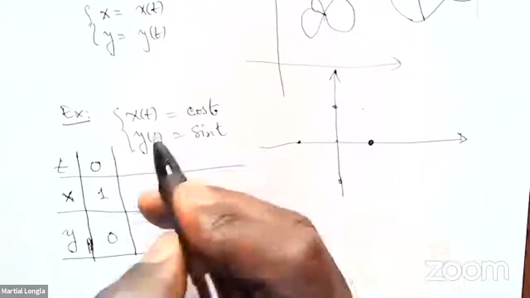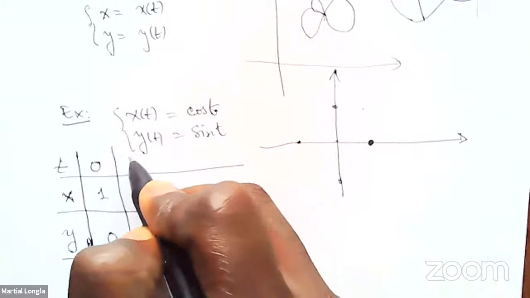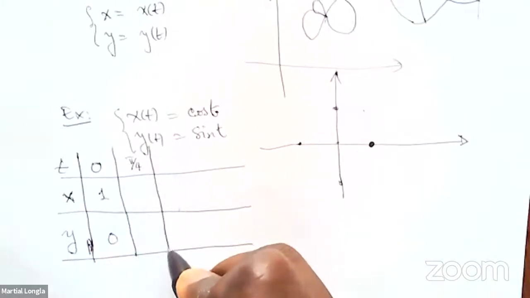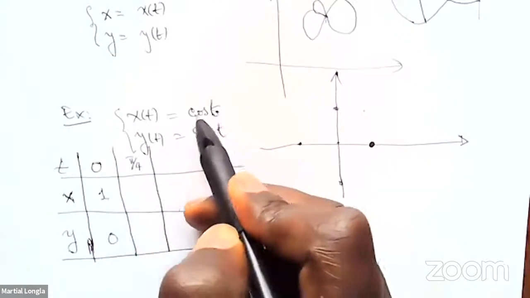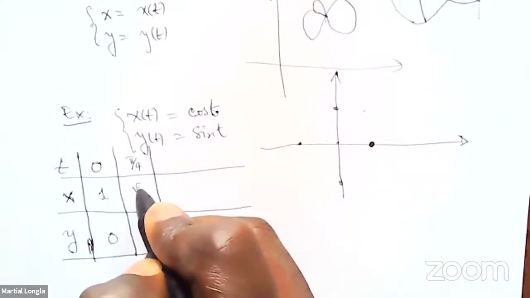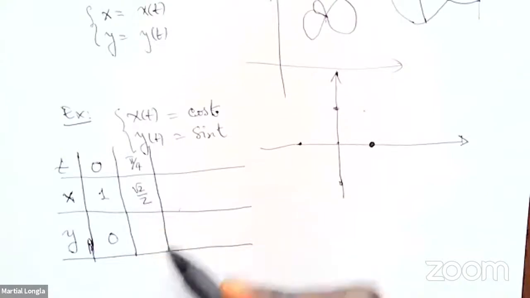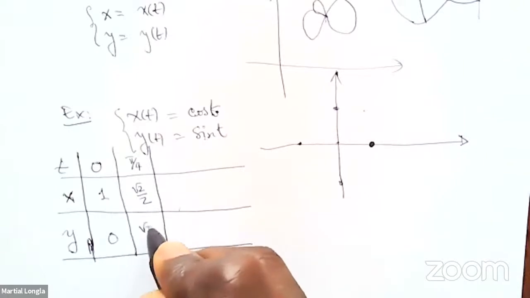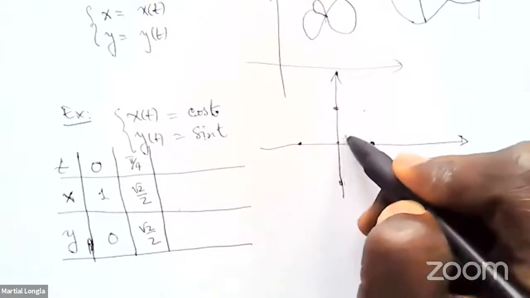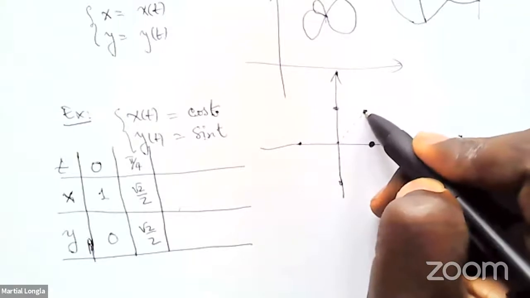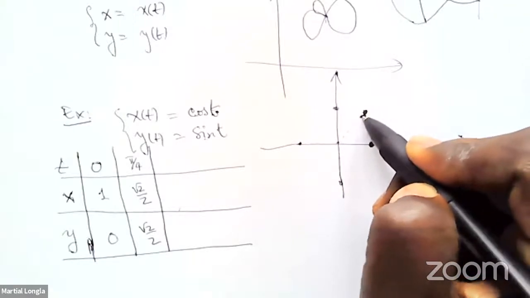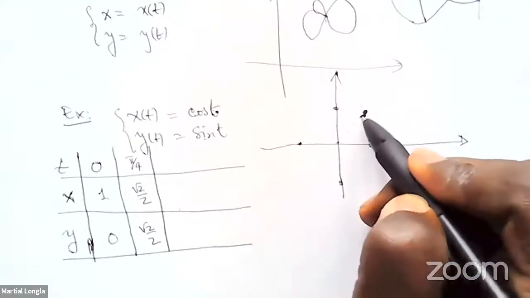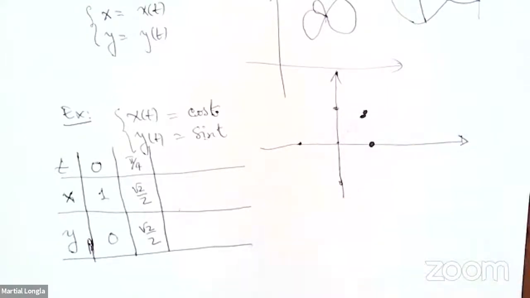Then I can put t equals, let's say, pi over 4. These are the angles that we know. Cosine of pi over 4, that's root 2 over 2. Sine of pi over 4, that's going to be root 2 over 2. And you put that point on the curve as well. That will be the point root 2 over 2 and root 2 over 2.